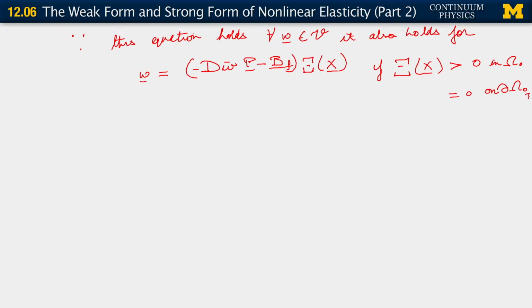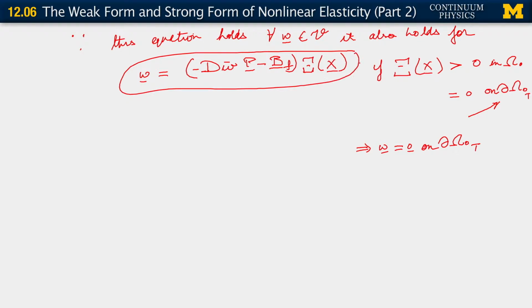Because you observe that by the fact that it goes to 0 on the boundary, we are making sure that W is indeed equal to 0 on partial omega naught t. And you recall that we had no other requirement on W. So this particular choice of W also is a legitimate choice for W to be used in that integral equation we have on the previous slide. When we apply this, what do we get?